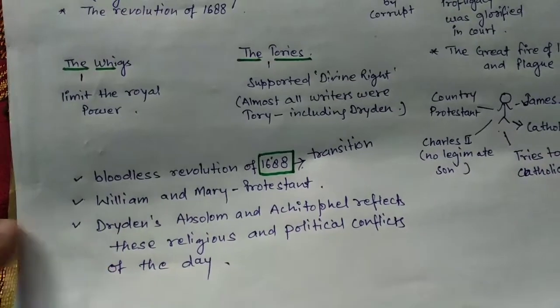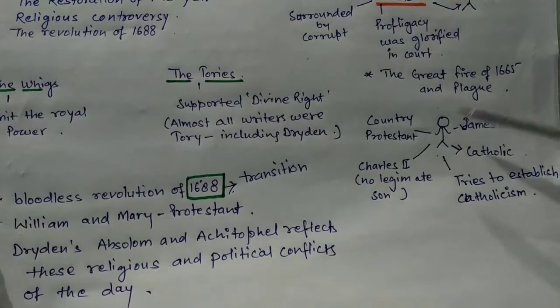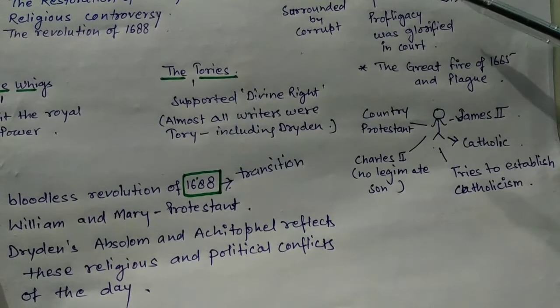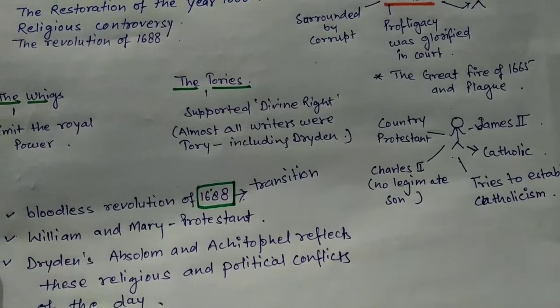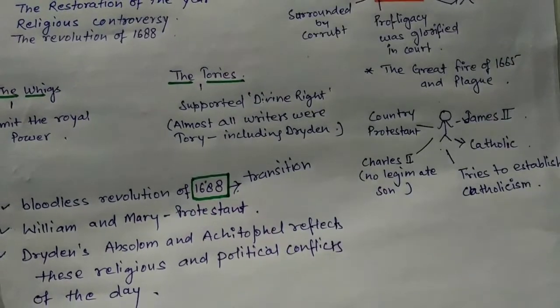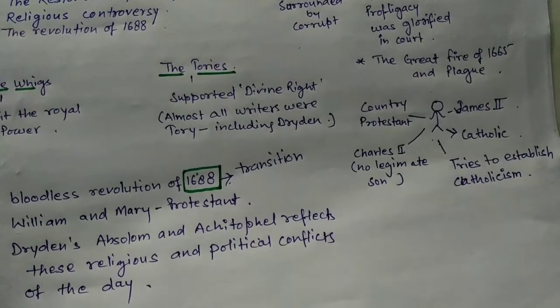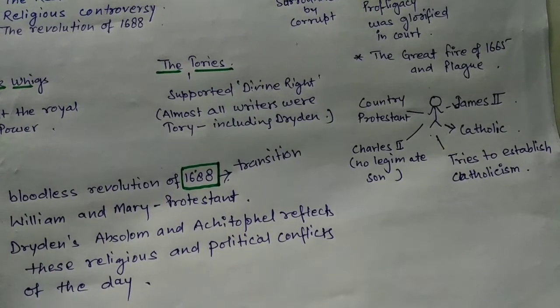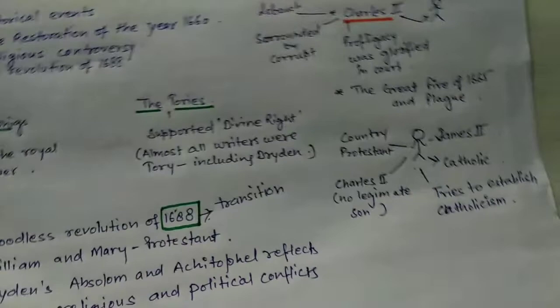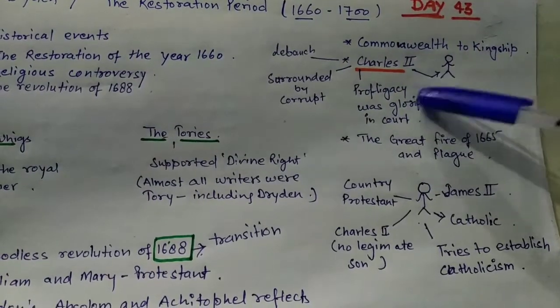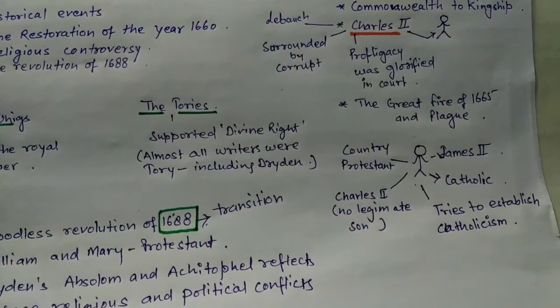Now, let's come to the story here, James II. James II was the brother of Charles II. But actually, Charles II didn't have any legitimate heir. Unka koi apna legitimate son nahi tha. So, there was a problem. After Charles II, kaun king banega? The question was, who will be the king after Charles II?